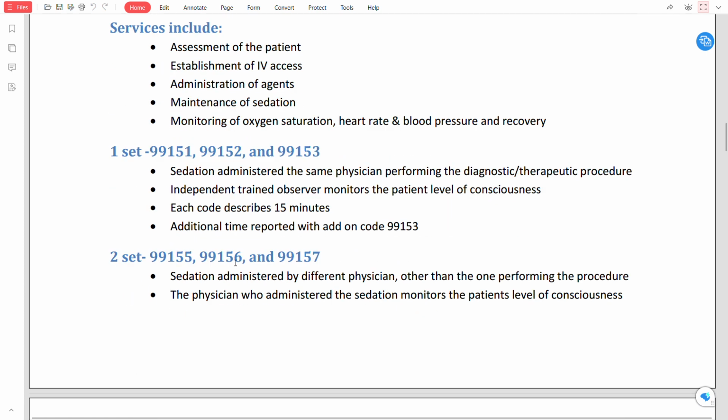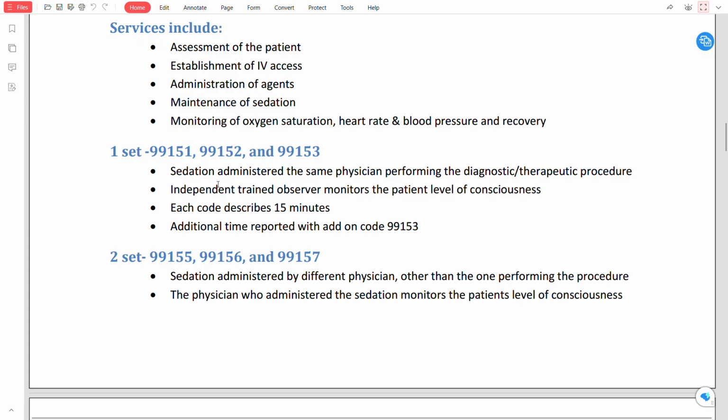And let us discuss the code set under the moderate or conscious sedation. First set is 99151, 152 and 153. These are the first set. Okay, here 153 is an add-on code. Okay, you can just open your CPT textbook and find the code. Try to read the description also.